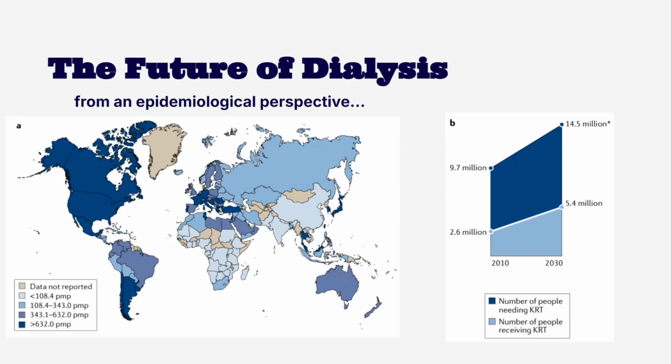Because right now, kidney replacement therapy absorbs about 5 to 7% of the total healthcare budgets, even though kidney failure affects only about 0.1 to 0.2% of the general population in most regions. So as you can see, the cost is not necessarily outpacing the prevalence per population.